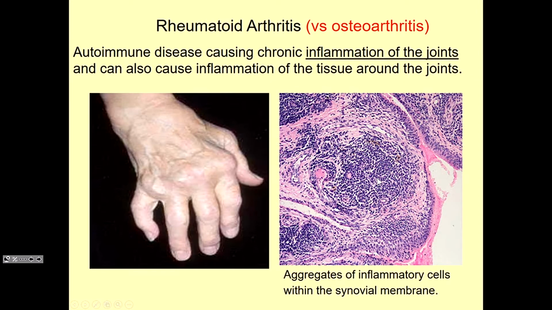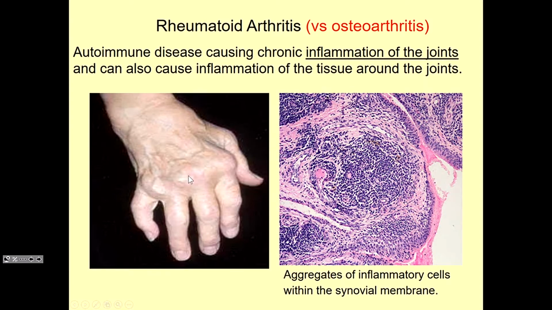So you get fluid swelling and also cellular invasion into the site of inflammation that causes swelling of the joints, right? So you can see this inflammation here, and you can also see the swelling here. So that is rheumatoid arthritis.